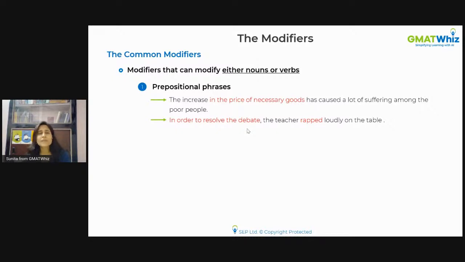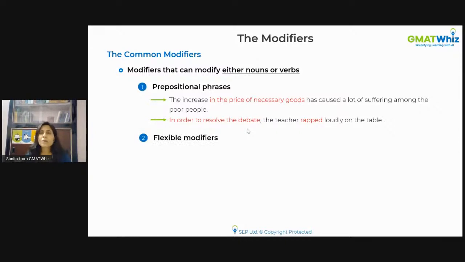Okay, so prepositional phrases modify both a noun and a verb. If it is modifying the noun, it is placed close to the noun. If it is modifying a verb, it can be placed a little far away from the verb. Now, these are very basic things, but I want all of us to be on the same page today before we delve deep into those seven modifier errors.